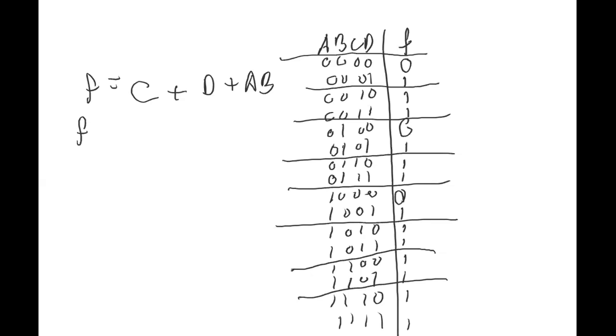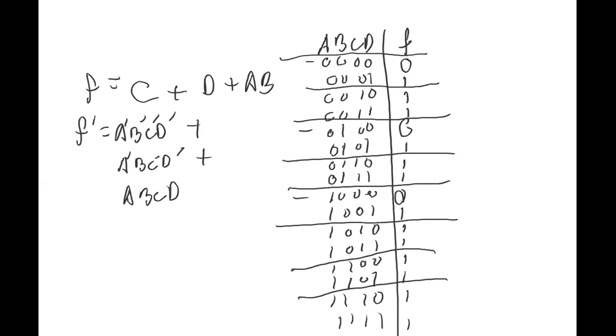Now I can find F prime. F prime is going to be here, here, and here, just 3 places. A, B, C, D, all 0, or A, B, C, D with a prime on everything except for B, or A, B, C, D with a prime on B, C, and D, and that's it. And if that's F prime, then F must be that inverted.